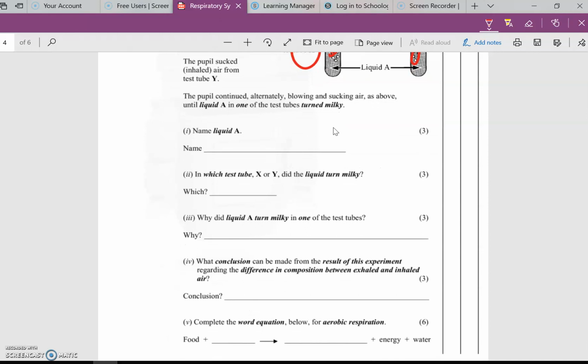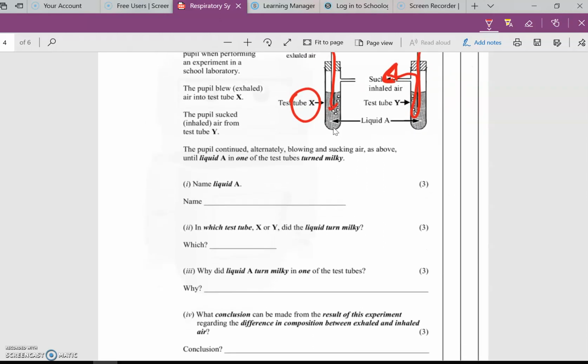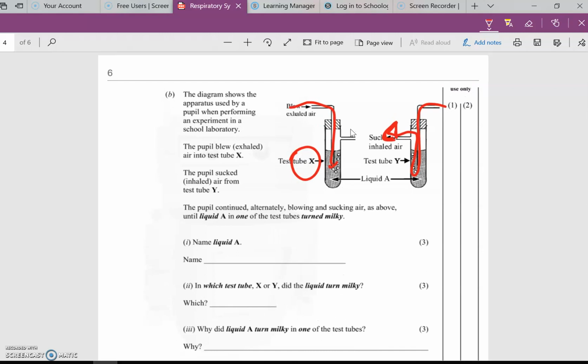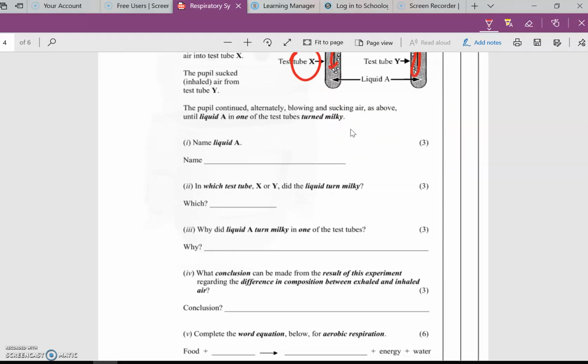Why did liquid A turn milky in one of the test tubes? The reason is that test tube X will turn milky because there's carbon dioxide present. Now, if you continue this experiment for long enough, maybe 10 minutes or so, there is carbon dioxide in air, but the percentage of it is very, very small. But if you continue to suck normal air through, eventually in this test tube here, test tube Y, the lime water will turn milky, but it takes much, much longer just because the percentage is less.